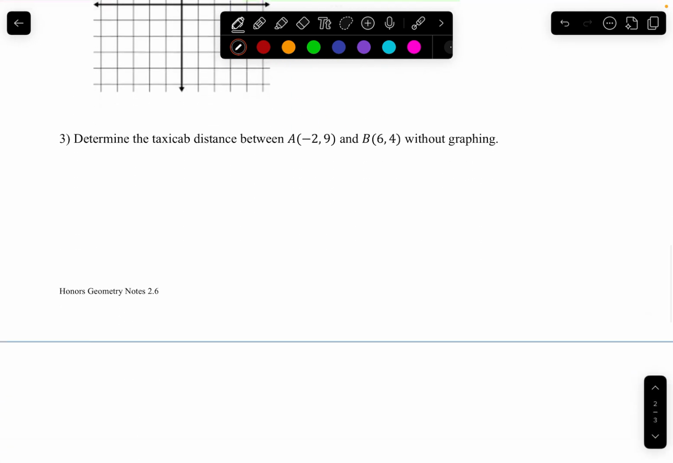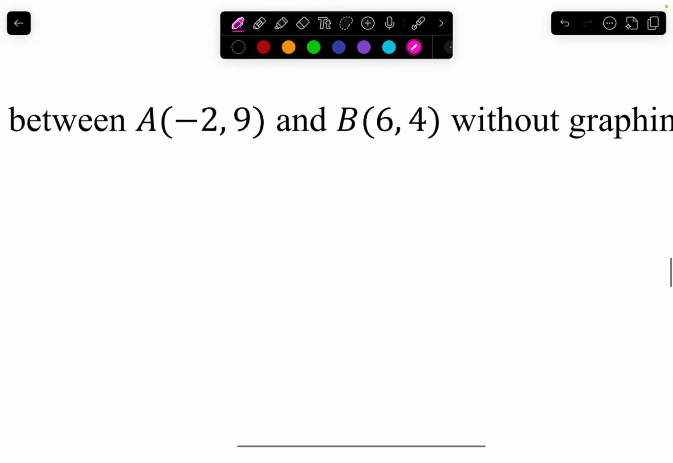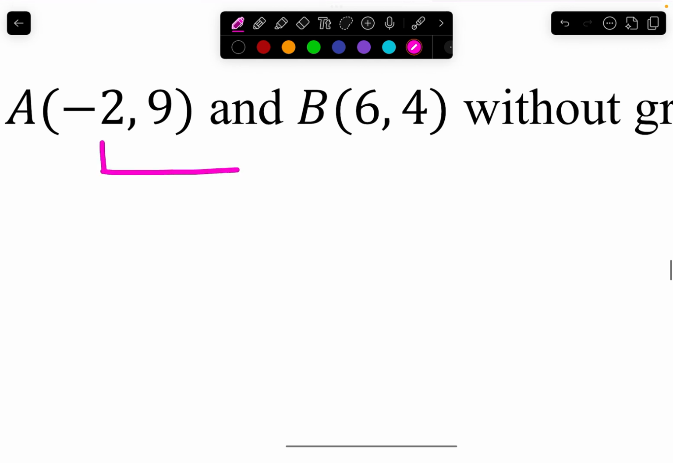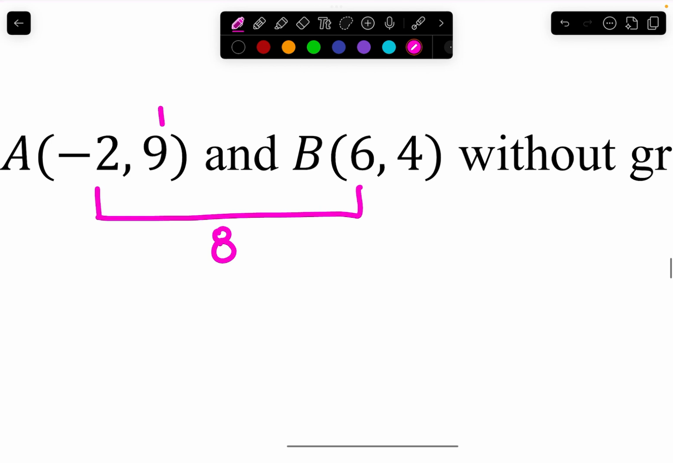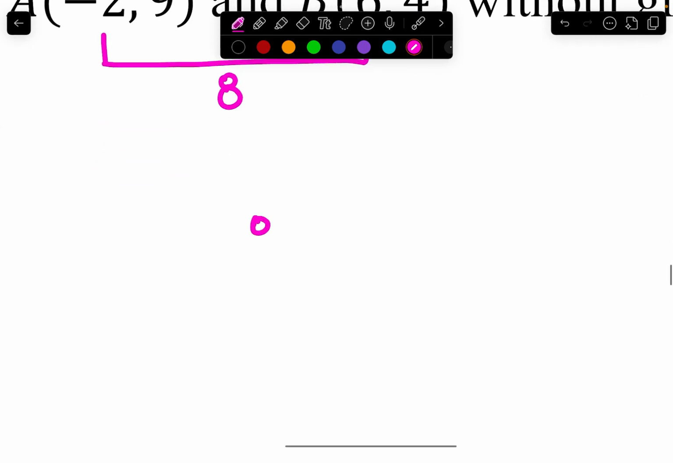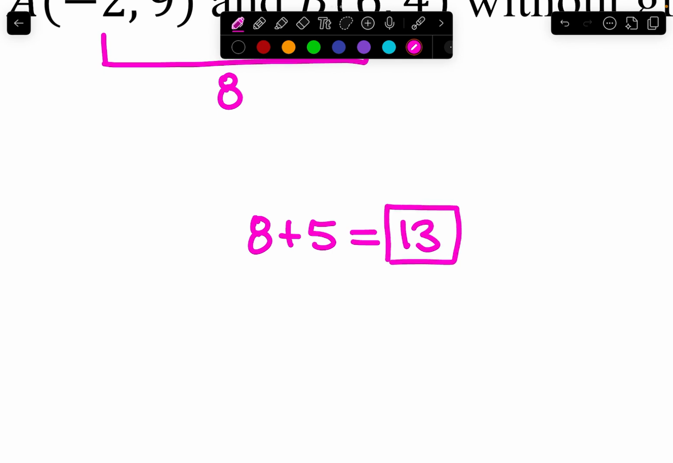So it says determine the taxicab distance between these 2 points without graphing. So what I'm going to do is find the distance in my x's. That's going to be 8. Find the distance in my y's. That's going to be 5. And then you just take those two numbers and you add them. And that's going to be your taxicab distance without graphing.